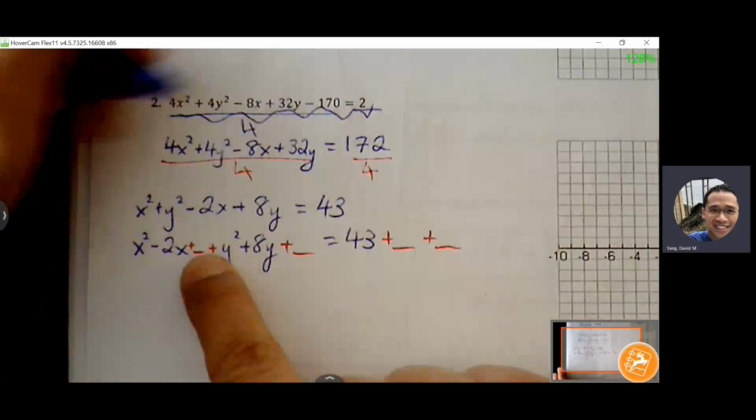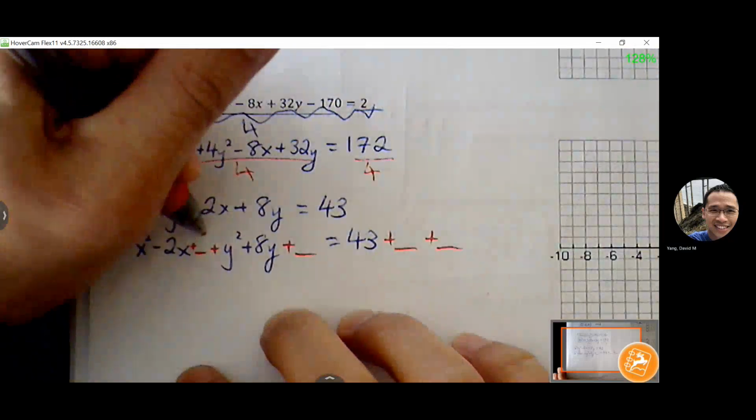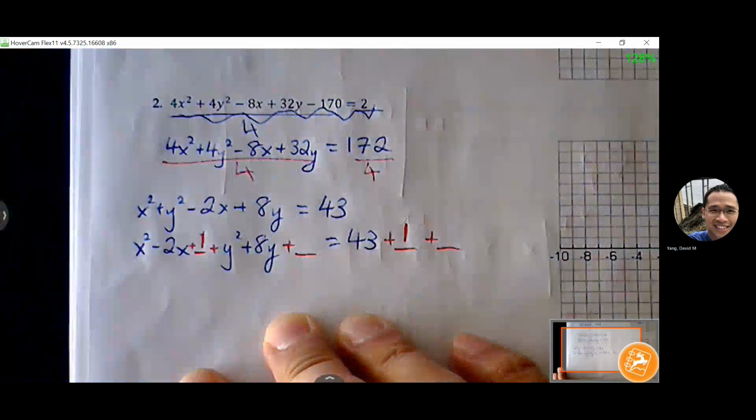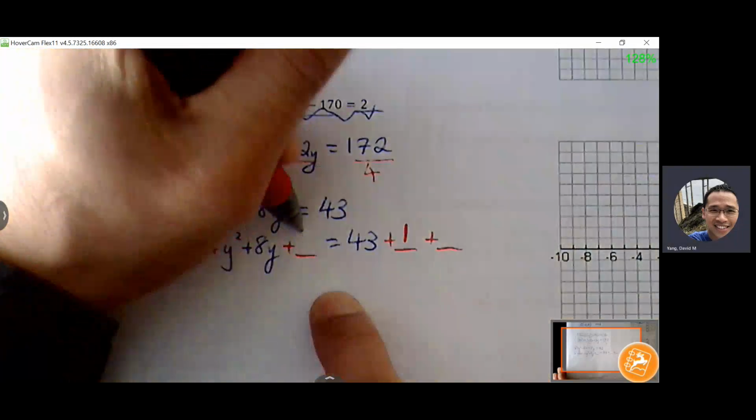P over 2 squared. 2 over 2 is 1. 1 squared is 1. 8 over 2 is 4. 4 squared is 16.